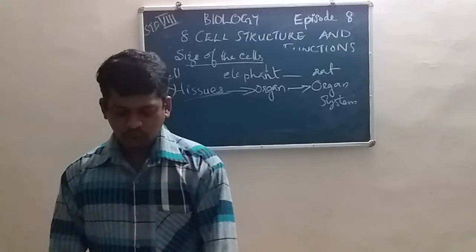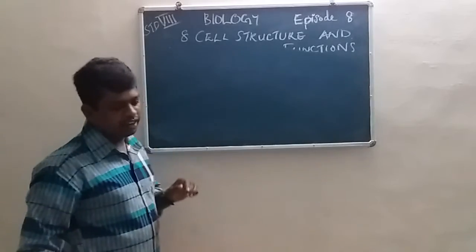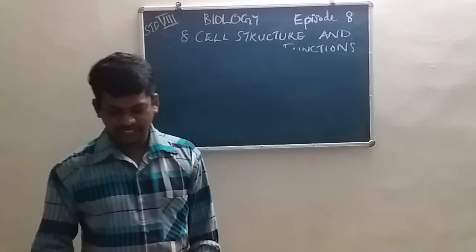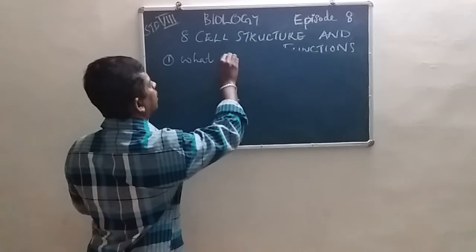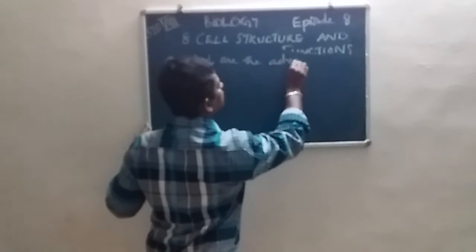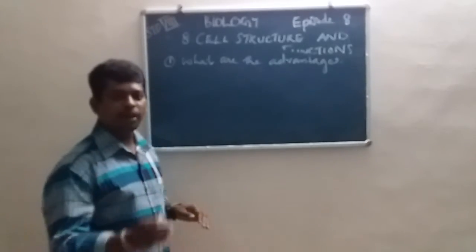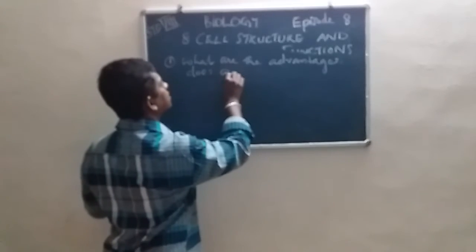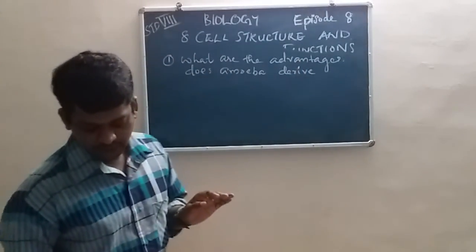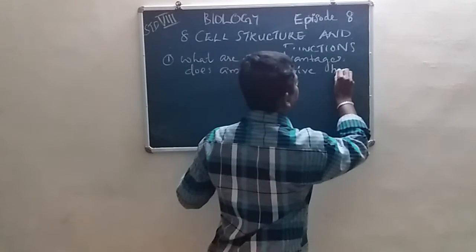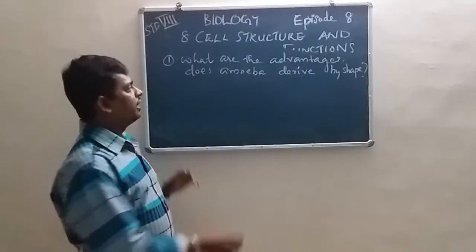Okay, students, I will give you some questions. Look. The first question: What are the advantages that amoeba derives by its shape? And then the second one is about the different shapes of cells.